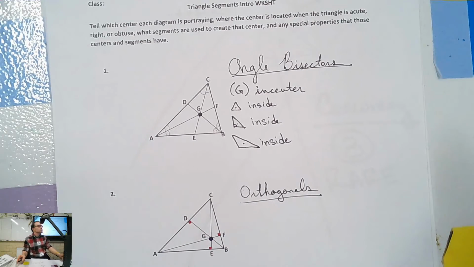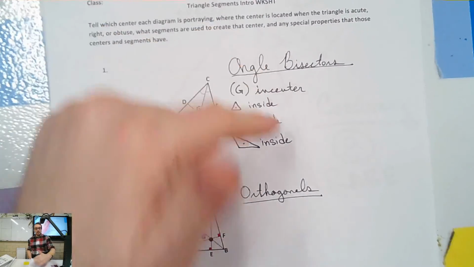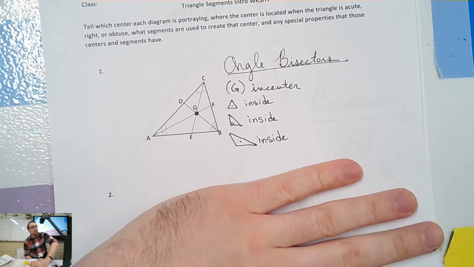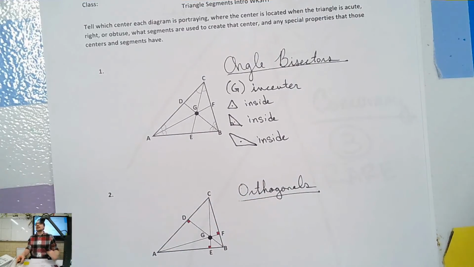Is that true for all? Think about drawing a 90-degree angle and then making it bigger. That's what I always do to make my obtuse triangles. That's just for angle bisectors, but we're going to investigate the rest. So the incenter is pretty cool.